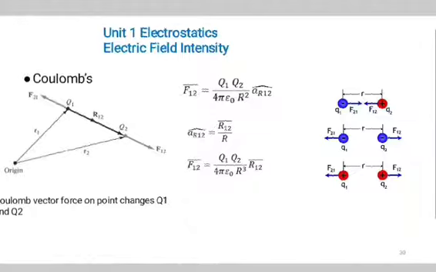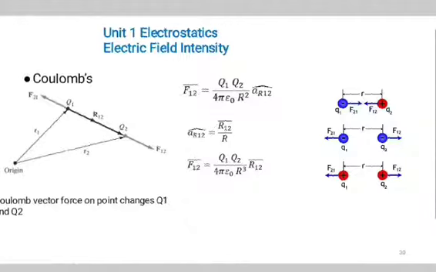F is equal to 1 by 4 pi epsilon 0 Q1 Q2 by R square. K is the proportionality constant and its value is 1 by 4 pi epsilon 0. This value is in free space. So force is a vector quantity and it has magnitude and direction both.